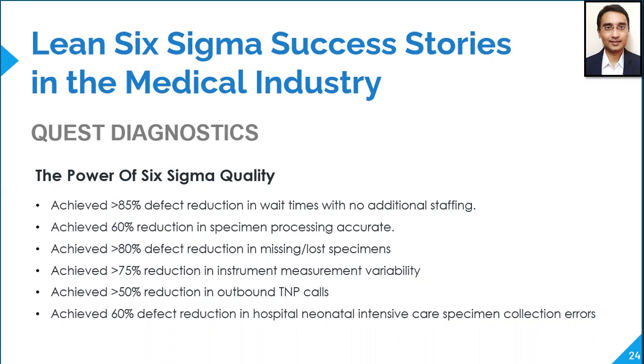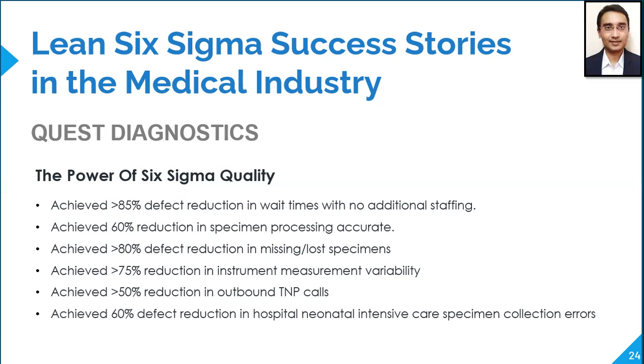Quest Diagnostics is a company. They used the power of Six Sigma quality, and by using it, they achieved more than 85% defect reduction in wait time with no additional staffing, achieved 60% reduction in specimen processing inaccuracy, achieved more than 80% defect reduction in missing or lost specimens. These are the metrics they do have, by the way. Achieved more than 75% reduction in instrument measurement variability.